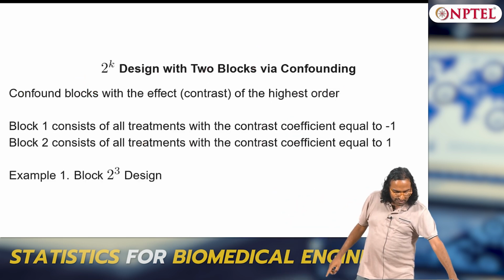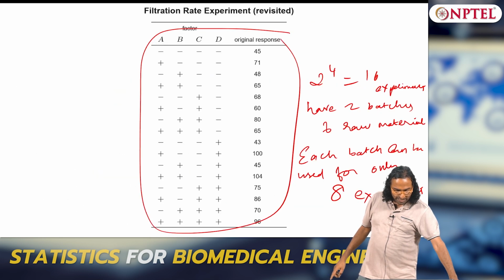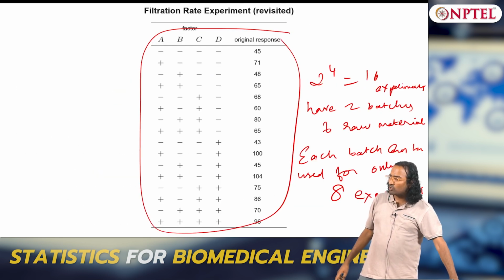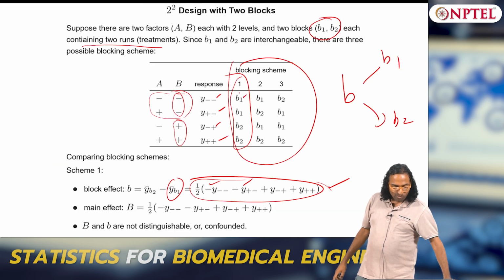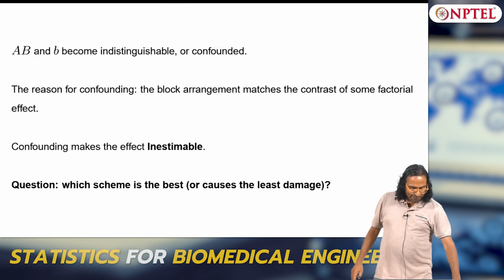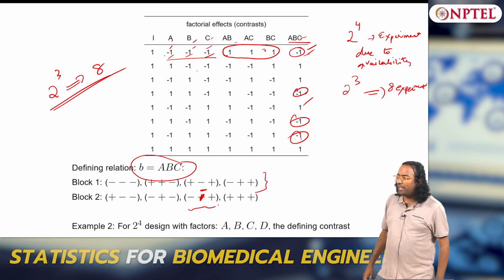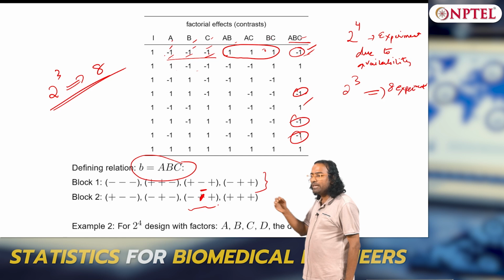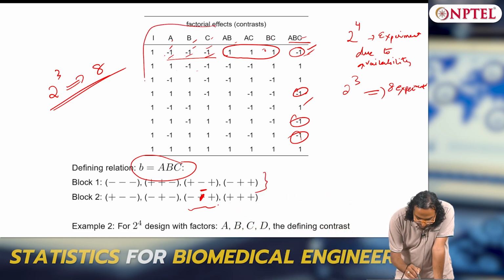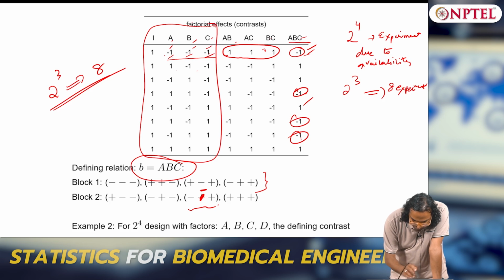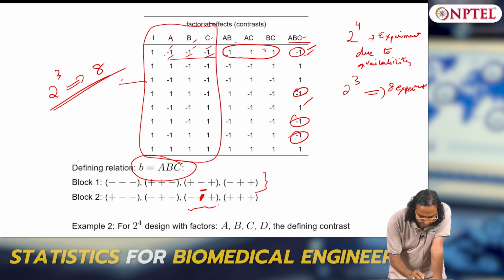Originally how many factors are there? Originally I have D, which makes 4 factors. What did I do now? I did only 3 factors, A, B, C. So this part, if you look at it, what is this part? It is a 2 power 3 design. This is your 2 power 3 design.